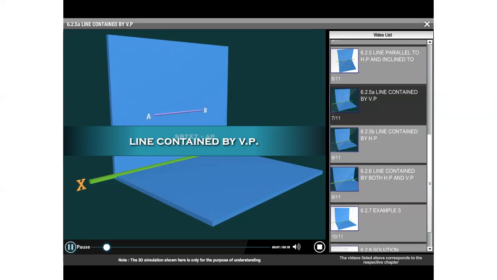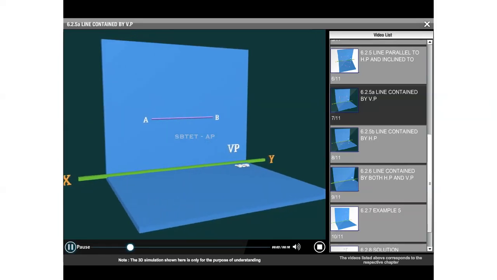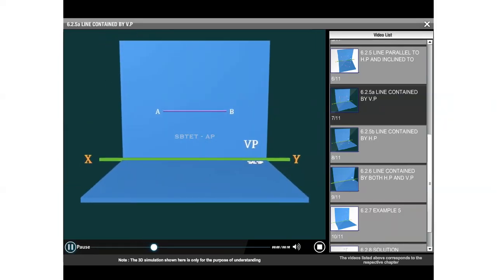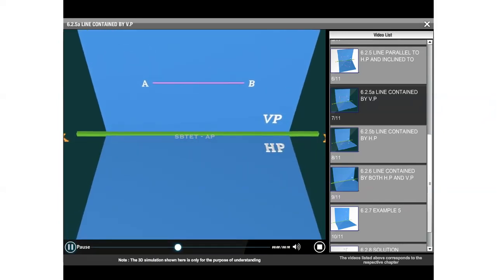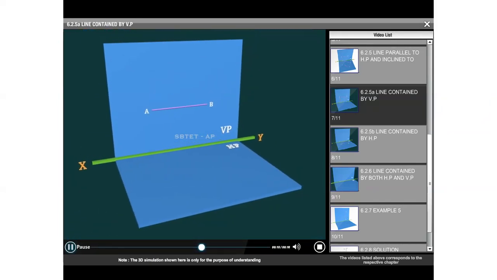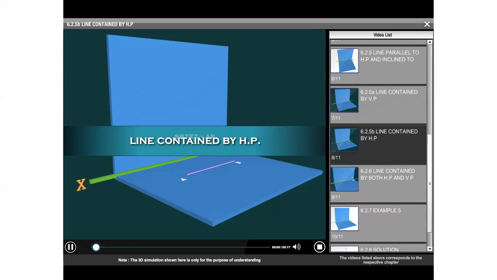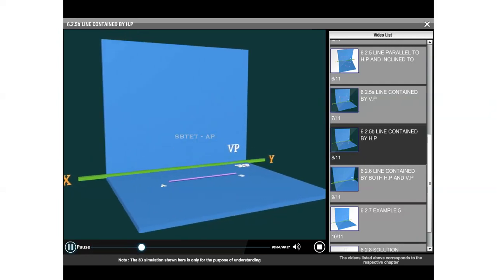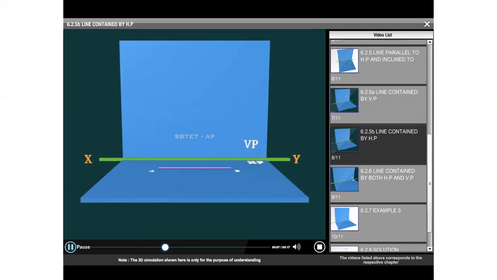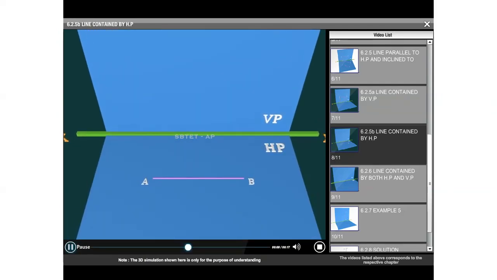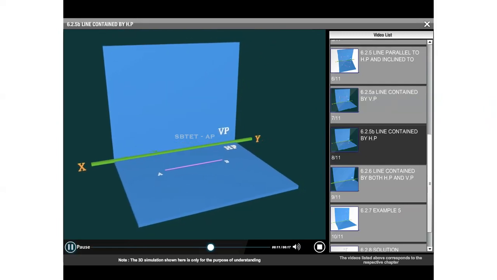Line contained by VP. In this, we will see how the projections of a line will be when it is contained by VP. The top view of the line will lie on the XY line. The front view will show the true length. Line contained by HP. In this, we will see how the projections of a line will be when it is contained by HP. The front view will lie on the XY line and the top view will show the true length.